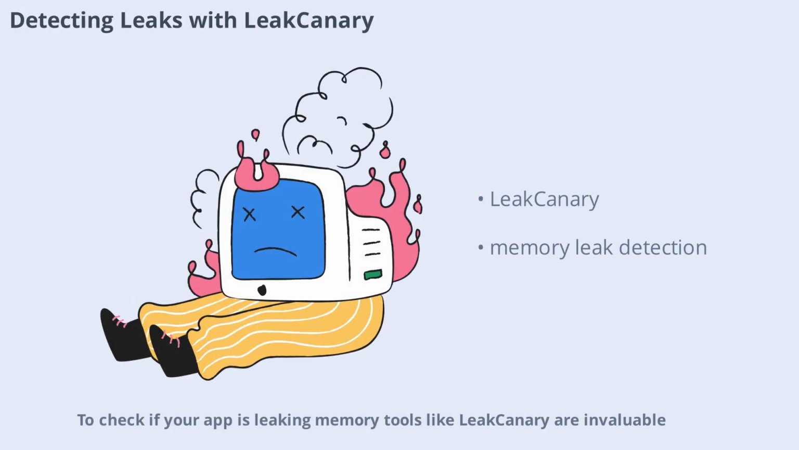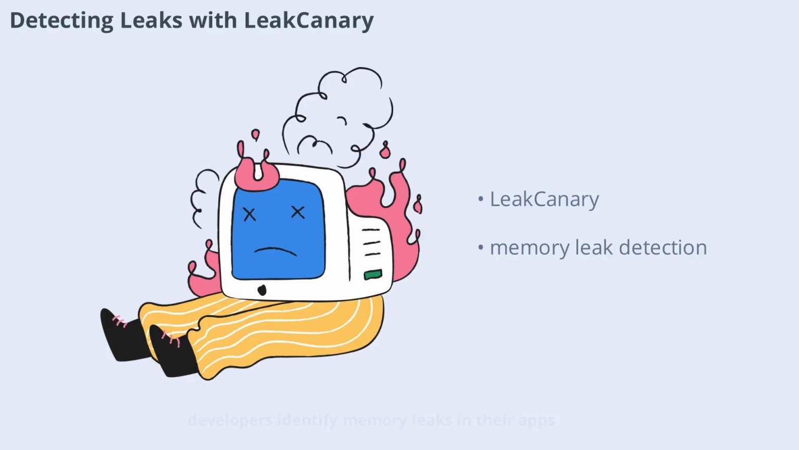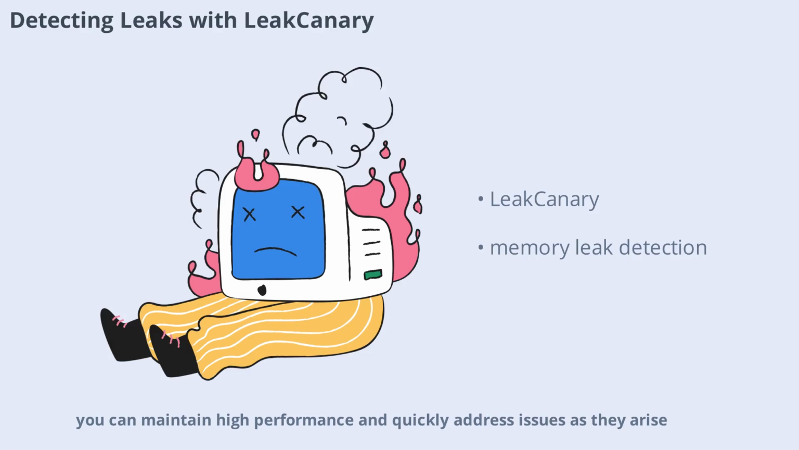Check if your app is leaking memory. Tools like LeakCanary are invaluable. LeakCanary is a popular library that helps developers identify memory leaks in their apps, providing stack traces for easier debugging. Integrating LeakCanary into your project allows you to catch leaks early in development before they impact users. By regularly monitoring your app with LeakCanary, you can maintain high performance and quickly address issues as they arise.